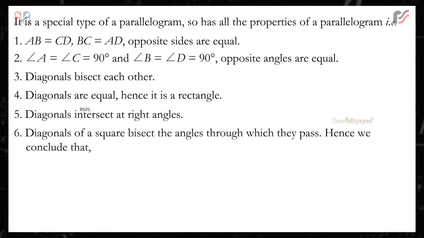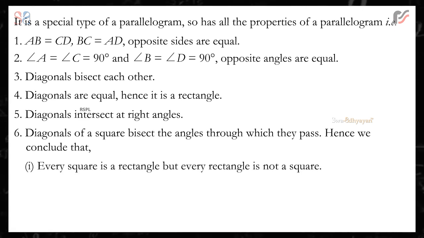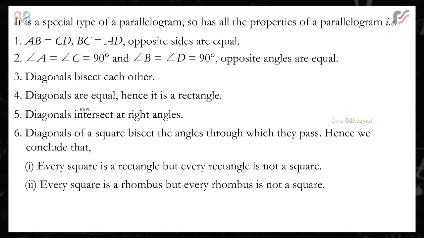Diagonals of a square bisect the angles through which they pass. Hence we conclude that every square is a rectangle, but every rectangle is not a square. Every square is a rhombus, but every rhombus is not a square.